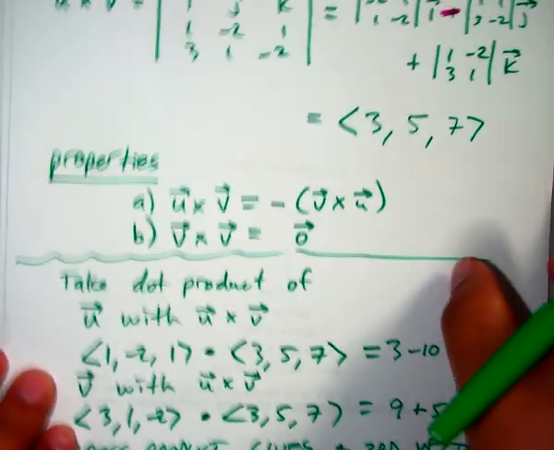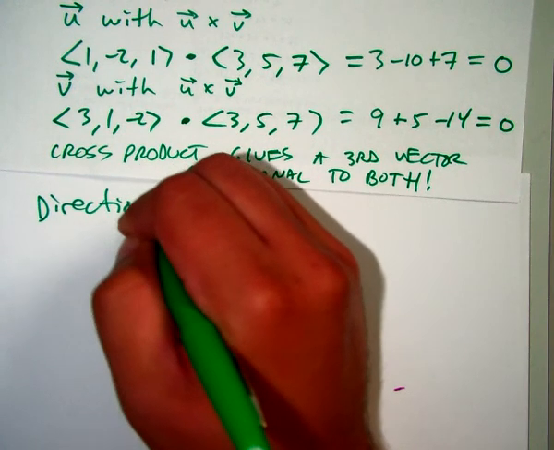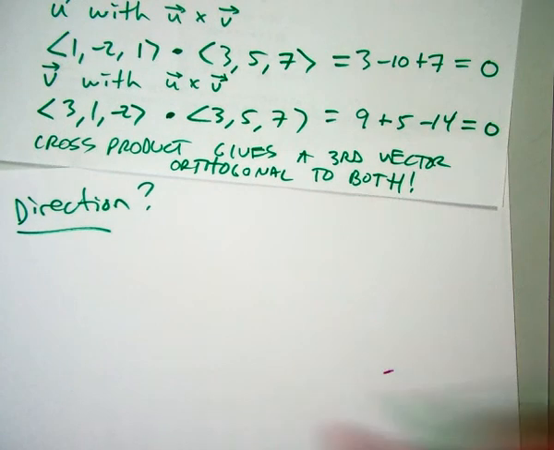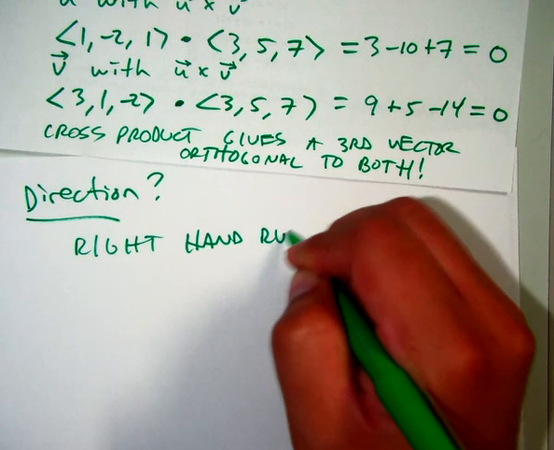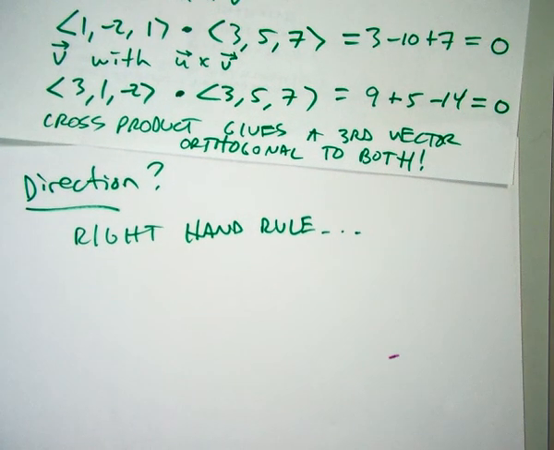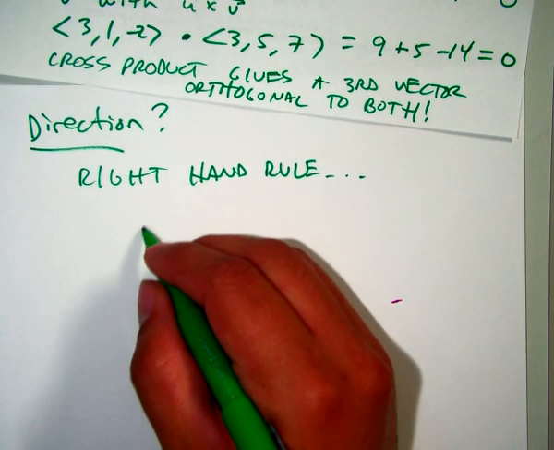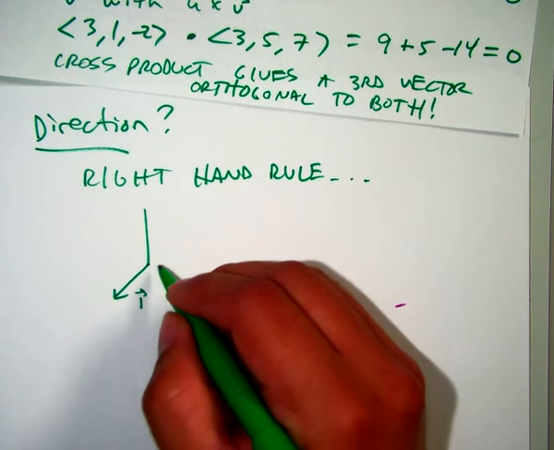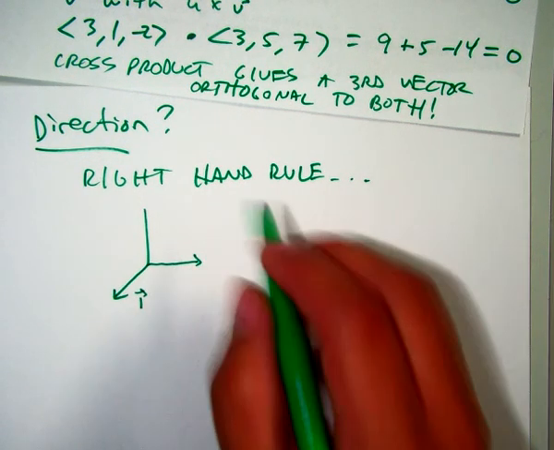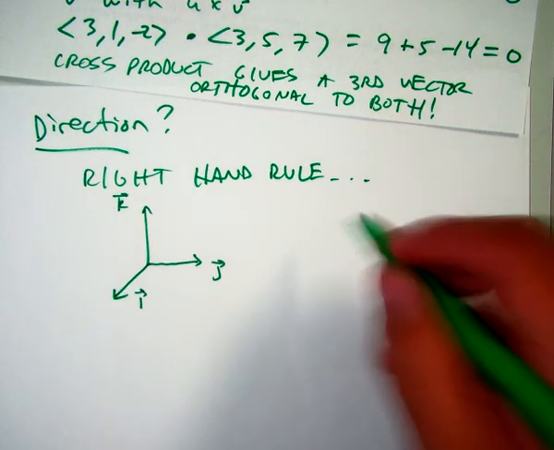Okay, and we can talk real quick about the direction, and then we'll finish up with some properties and do some more work with this tomorrow. Okay? We use the right-hand rule, again, to determine what the direction is. And here's how it works. Let's say, I'll do a very quick example here. Let's say this is I. Let's say this is J. And let's say this is K. And I wanted to calculate I cross J.